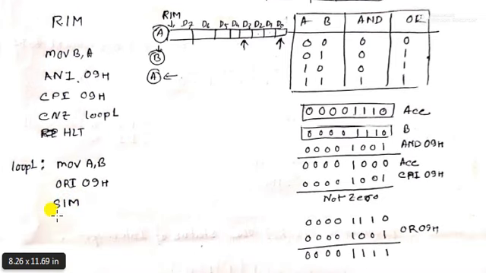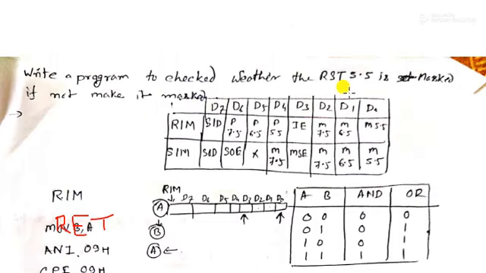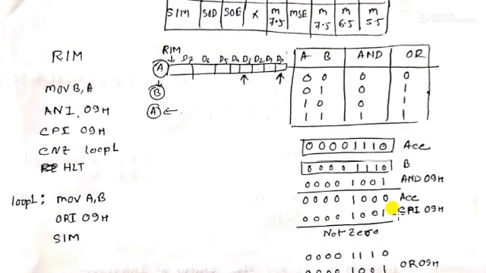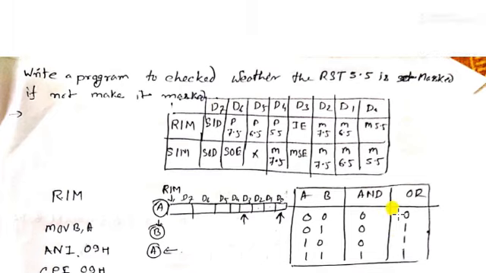And then we forgot to write here the RET statement, that is the return statement. RET means we return to the main function where we returned from after the call. So in this way we can make the RST 5.5 an unmasked interrupt if previously it is masked. Okay, so I think it is clear to all. So thank you.